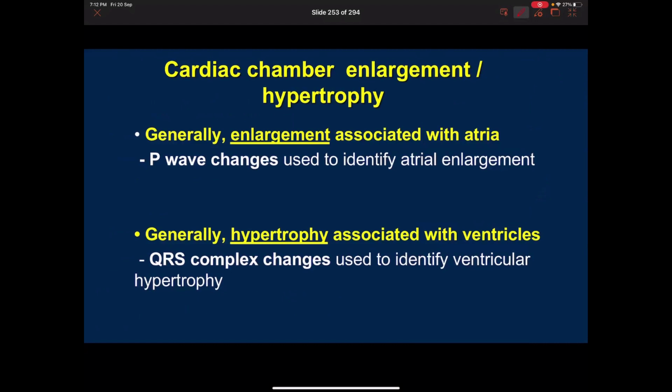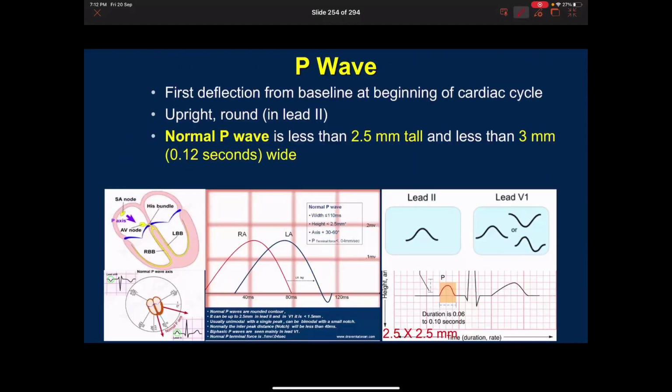Now, how to detect atrial enlargement? We look at P wave changes. And to detect ventricular hypertrophy, we look at QRS changes. Now, the P wave in general is 2.5 by 2.5, an easy way to remember it. It's usually 2.5 millimeters wide and 2.5 millimeters tall, or 2.5 squares by 2.5 squares. That's the average size of a normal P wave.